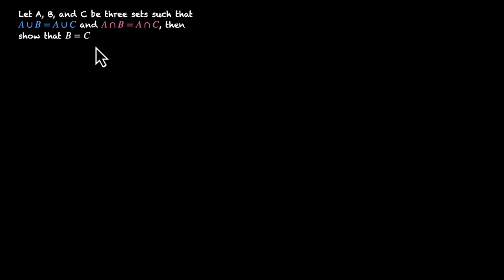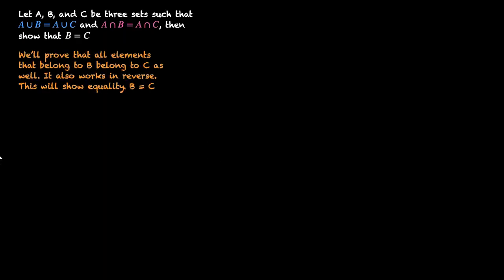Pause the video, give this a try. Okay, let's do this together. This is the strategy. We'll prove that all elements that belong to the set B also belong to C. And if this works in reverse, then this means that B is in fact equal to C. If all elements in B are in C and all elements in C are in B, then both of these are equal. All right, let's begin.